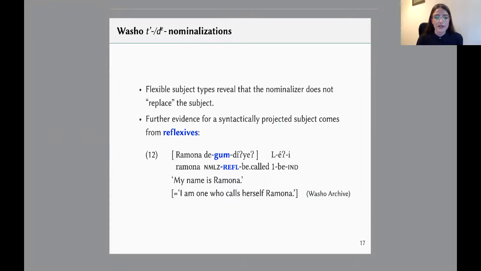So the normal way to say "my name is" in the language is to use this reflexive construction. In this case, we have Ramona Dakumdie Lei, "my name is Ramona." Or more literally, "I am one who calls herself Ramona," right? So the fact that we have a reflexive here really points to the idea that we need a syntactically present antecedent in order to license this anaphor.